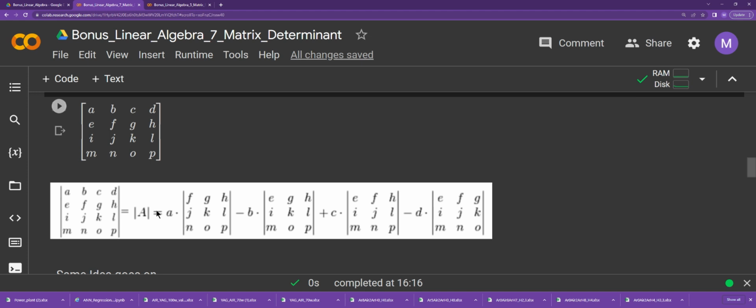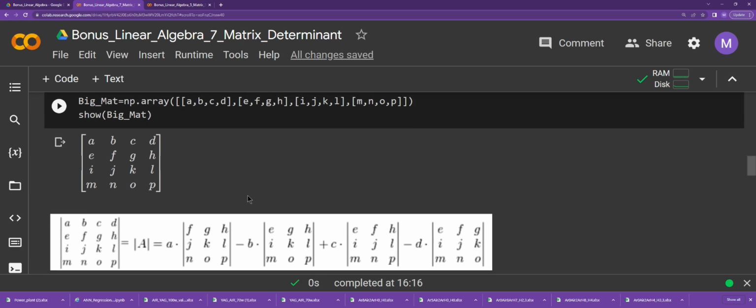Okay, and you can imagine 5 by 5, how it would follow. I just want you to pay attention to these signs. Yeah, so it always follows a pattern of minus, plus, minus. Okay. Pay very careful attention to that.